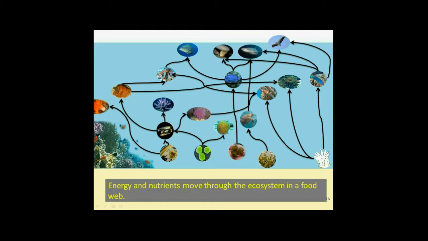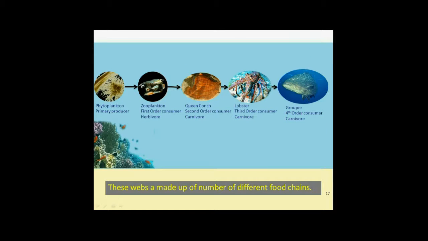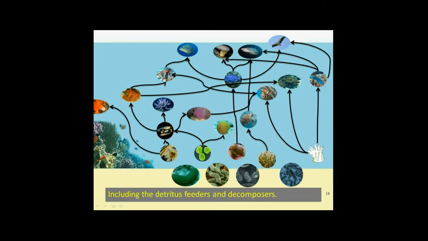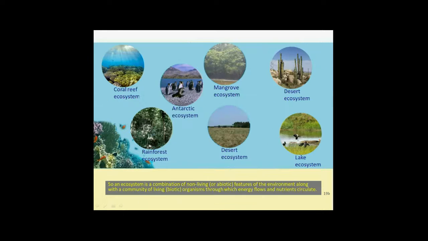So these are the features of natural ecosystems. They have a number of different trophic levels. Energy and nutrients move through the ecosystem in a food web. These webs are made up of different food chains, including the detritus feeders and decomposers. So an ecosystem is a combination of non-living or abiotic features of the environment, along with a community of living biotic organisms, through which energy flows and nutrients circulate.